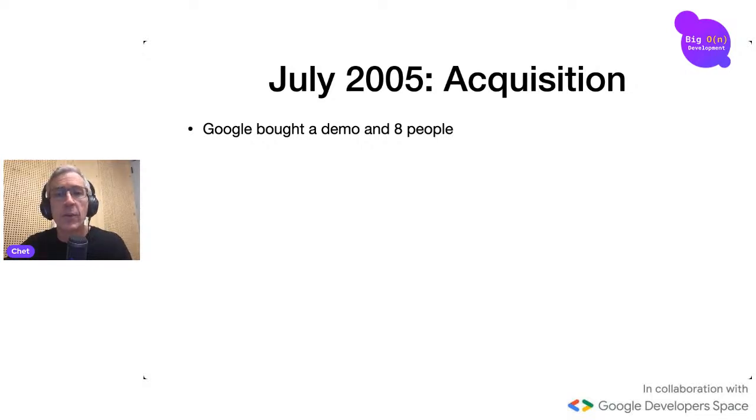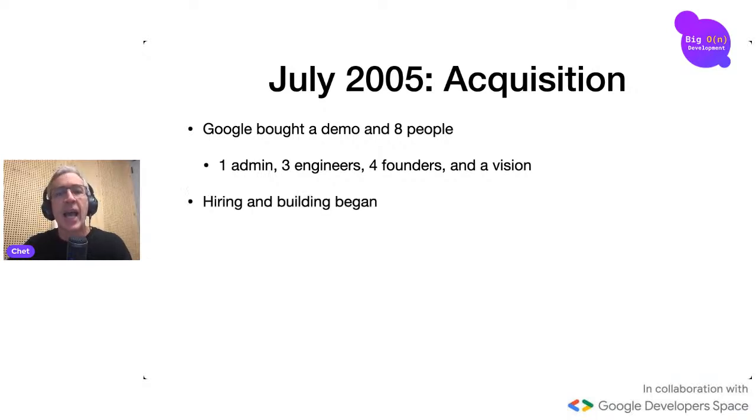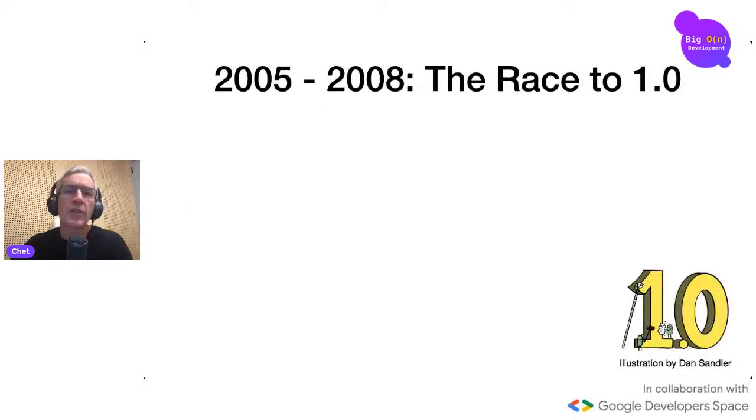Right. And some clever people, but only 3 of those people were actually writing code at that time. There were 3 engineers, and then there was an administrative assistant who worked with the executive team and those 4 founders that I mentioned before. And that was it. Right. It was basically an idea. They bought the idea and then development on the platform began. So they basically pushed reboot as of July of 2005 and started hiring and building in earnest to try to get to 1.0. So between 2005 and late 2008, they basically had to get to 1.0.